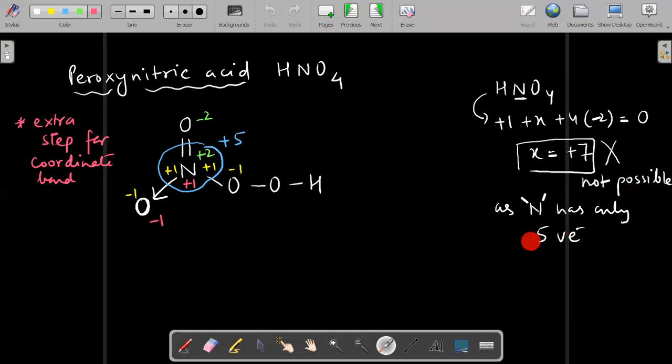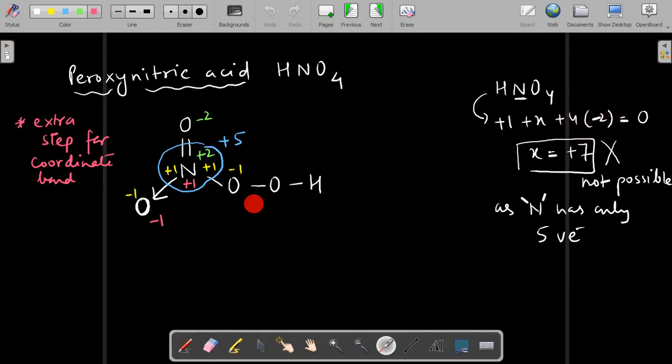नाइट्रोजन का वैलेंस शेल इज ओनली हाउ मेनी इलेक्ट्रॉन्स? 5. तो नाइट्रोजन का मैक्सिमम स्टेट दैट कैन गो इज +5 ओनली. बट नाइट्रोजन हियर इज कमिंग आउट टू बी +7, ज्यादा आ रहा है देन assumed value, because what we are doing here is we are considering all the 4 oxygens as -2, है ना. यहाँ पे चारों ऑक्सीजन ऑक्साइड नहीं है.